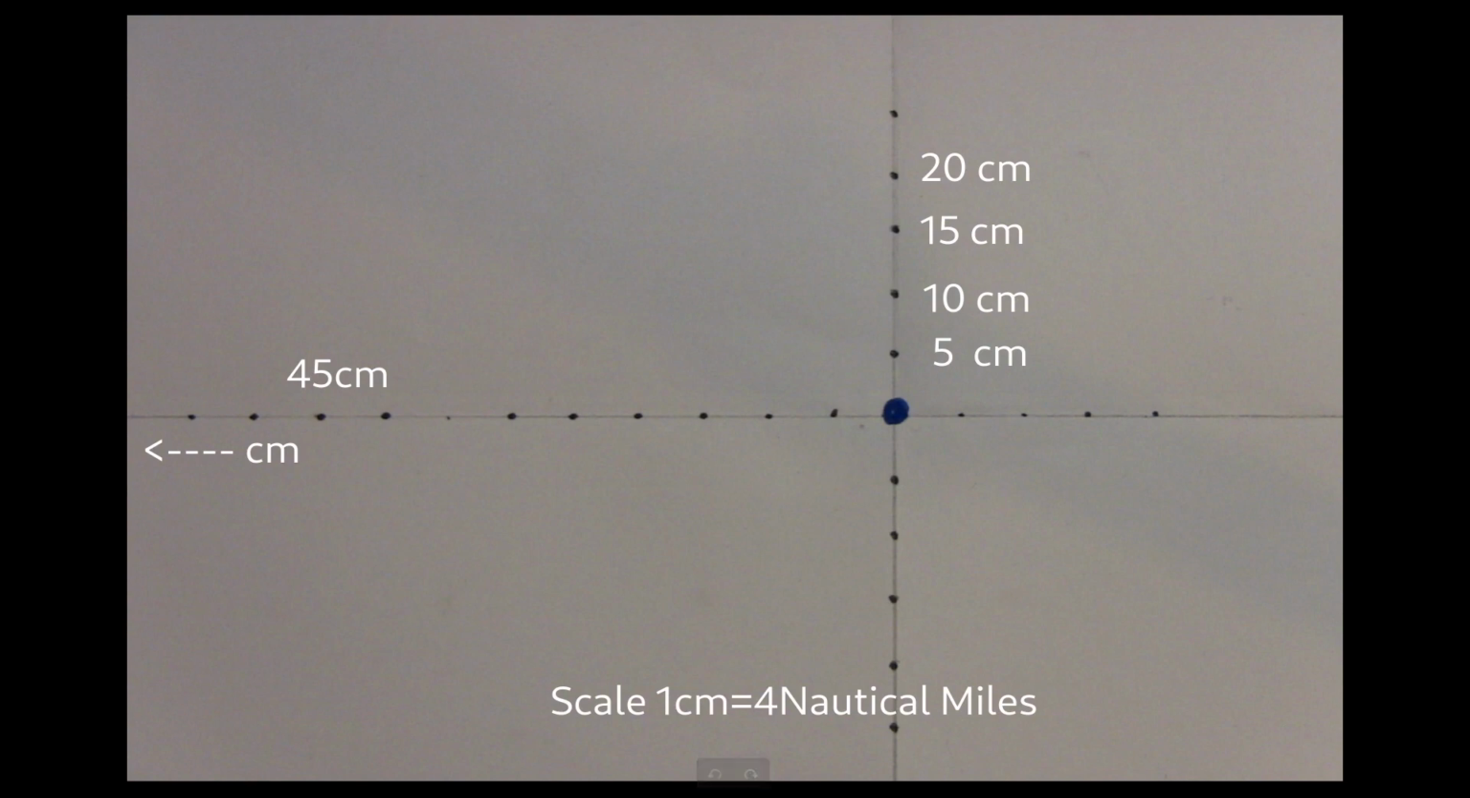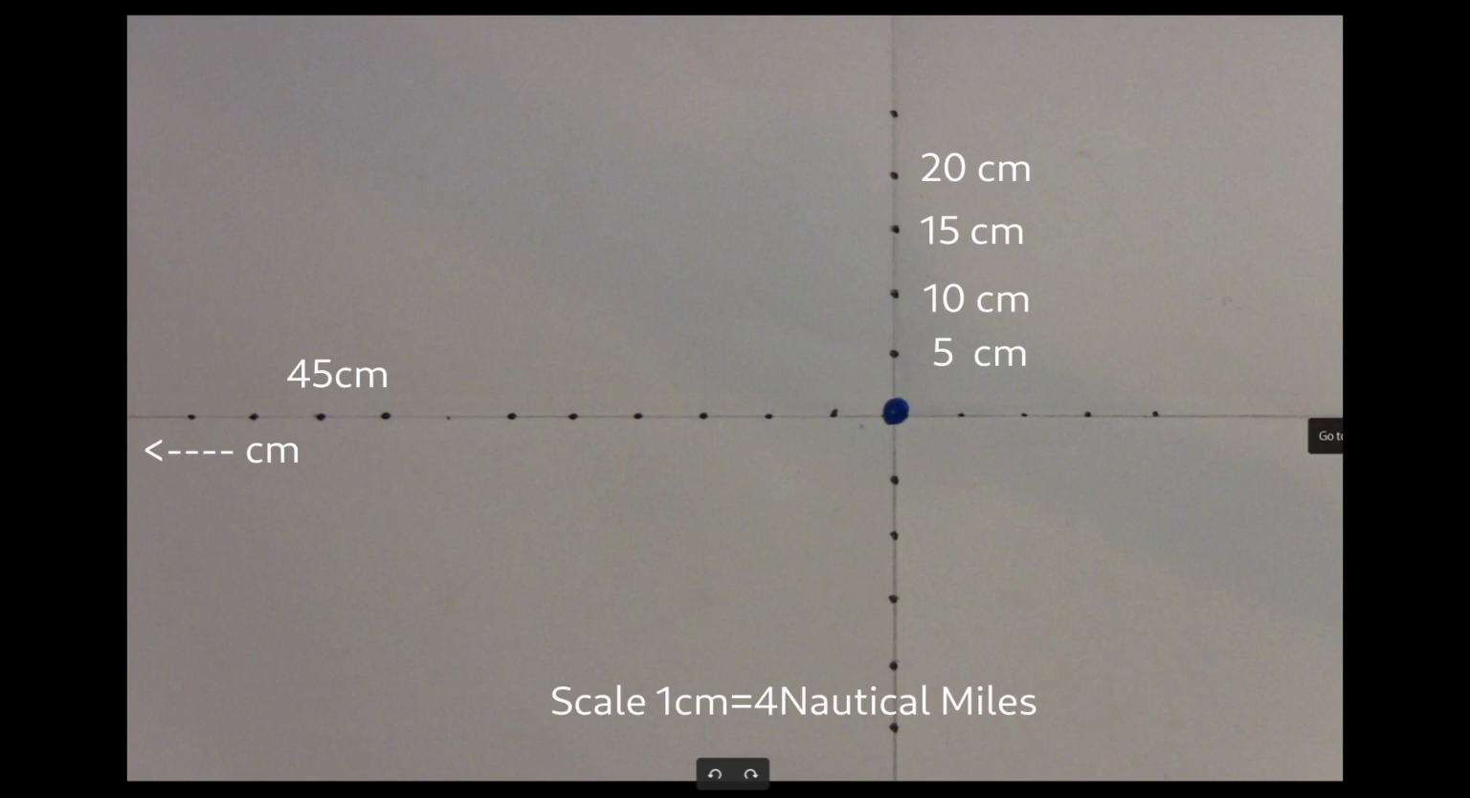Let's assume I discover a whole new continent and I'm going to scale it down on a piece of paper, and I'm also going to scale the distance between the island and my location. This is my location and each dot represents 5 centimeters. So this is 5 centimeters, 10, 15, 20, 5, 10, 15, 20, 25.